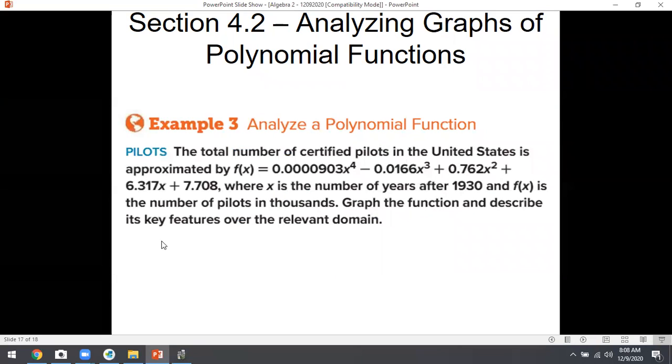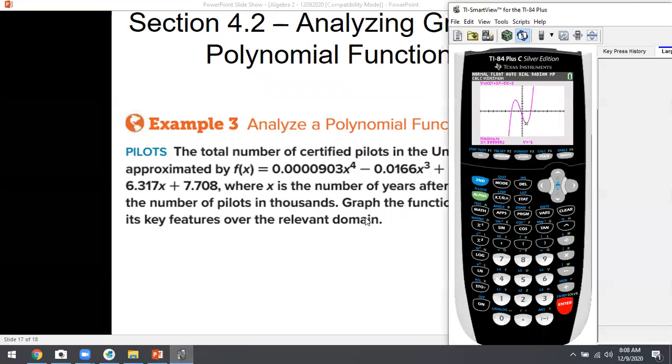Here's a real-world problem. Pilots. The total number of certified pilots in the United States is approximated by this function. It's a big, long thing and a pain in the butt to type in, but we're going to do that. This is example 3 in your book, where x is the number of years after 1930, and it gives the number of pilots in thousands. Graph the function, describe key features over the relevant domain. Okay, so step 1, go graph this thing, which is a big pain in the butt to type in.